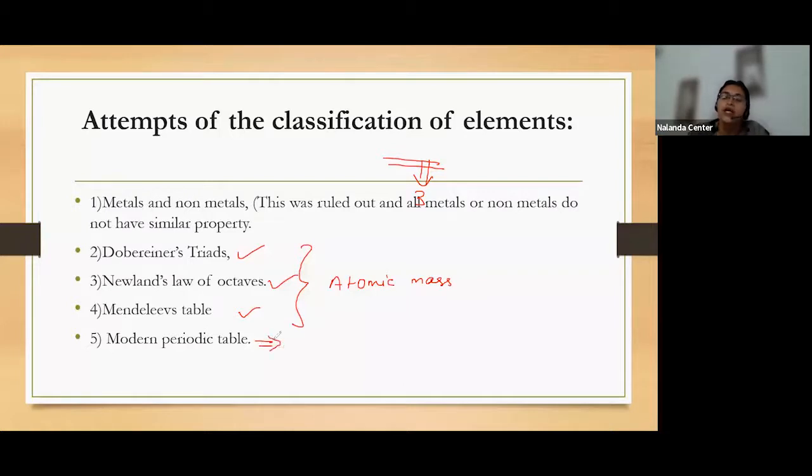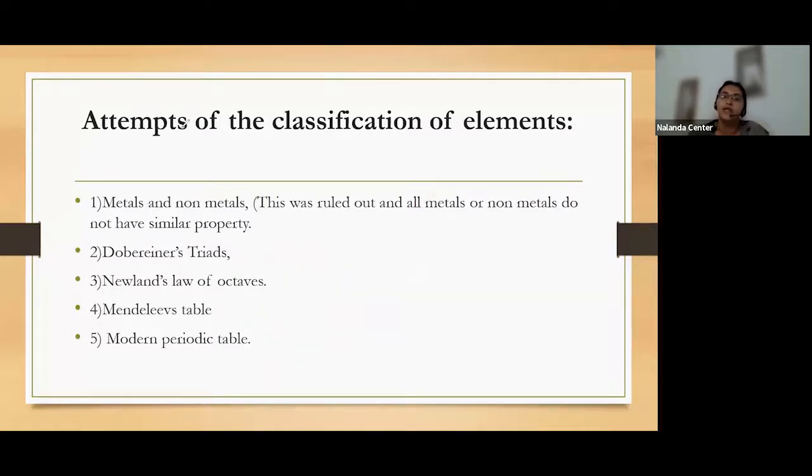In the modern periodic table alone, the arrangement is based on atomic number, not atomic mass. It is based on the atomic number. This is very, very important.